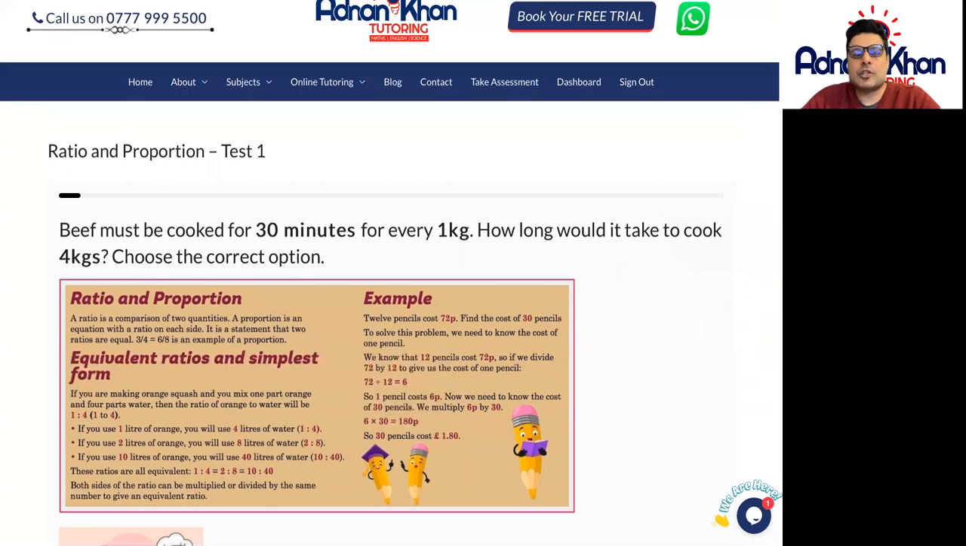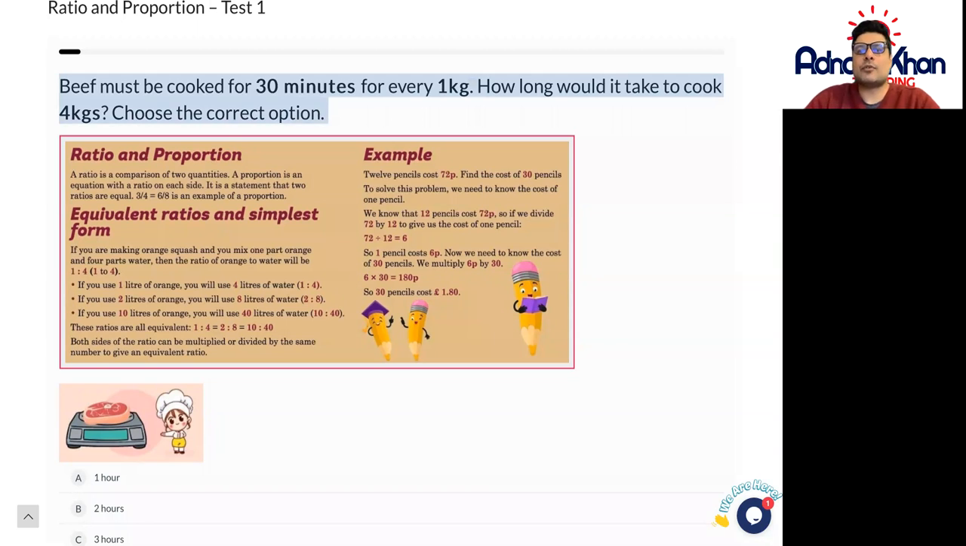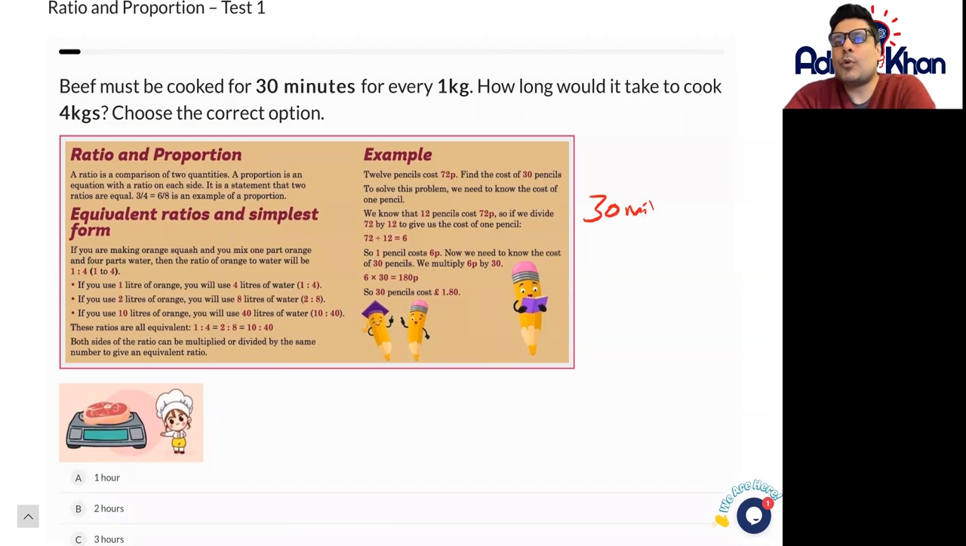Let's go on and check the next question. Beef must be cooked for 30 minutes for every 1 kilogram. How long will it take to cook 4 kilograms? So it's a similar question, but with different quantities again, and that's what ratio and proportion is all about. Let's just write this down again. 30 minutes, always write this down because it just becomes so easy. And now we need to find out how long it will cook for 4 kilograms.